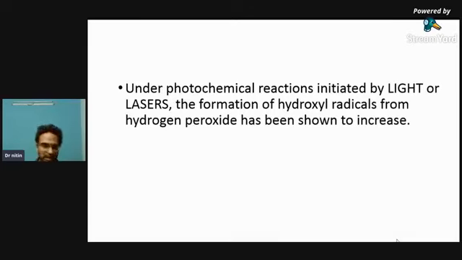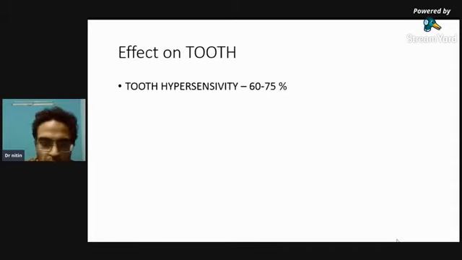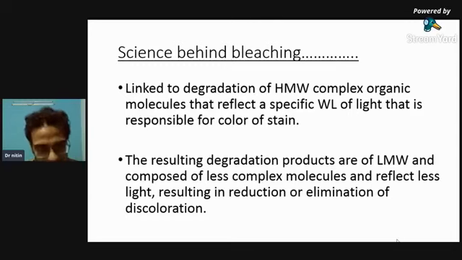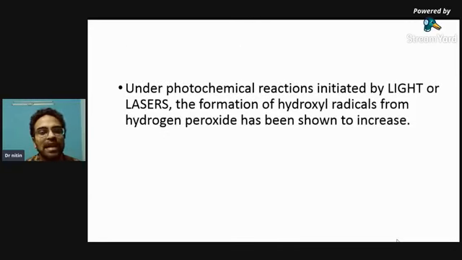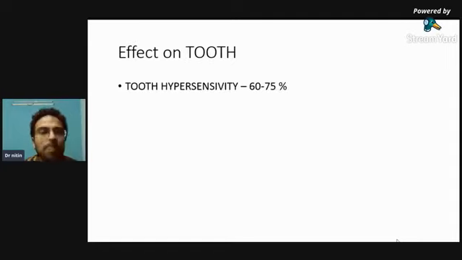Light doesn't do any bleaching, lasers don't do any bleaching. They just fasten the action of the bleaching agent by the formation of free radicals, which act on the organic pigments present on the tooth and result in brighter teeth. So now we are aware of the science, we are aware of the photochemical reactions which can take place by using a laser or a bleaching light. And now what it affects on the tooth is, yeah.